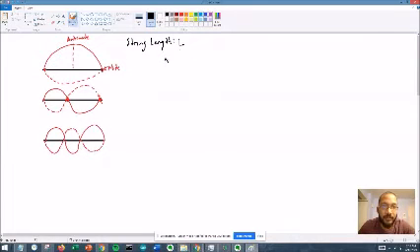So that's why I'm going to write lambda over 2. Lambda is the symbol for wavelength, is equal to L. And if I solve for lambda, I get lambda is equal to 2L. Look, doing that same trick over here, from one node to the other is 1/2 wavelength.